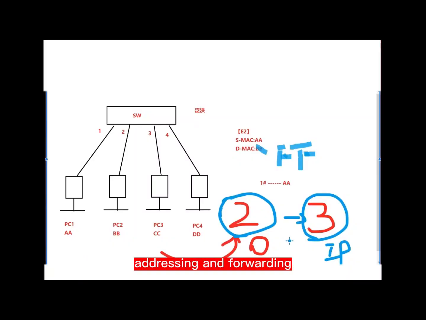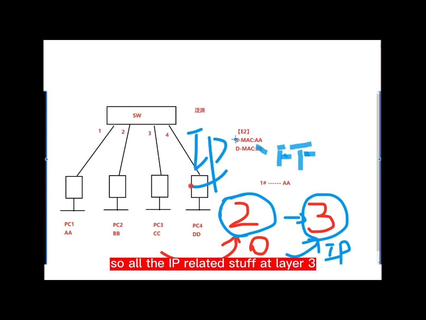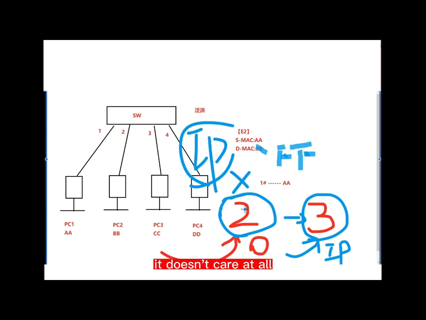Function addressing and forwarding. A router is a device that works at layer 3. Switches work at layer 2. So all the IP-related stuff is at layer 3, and the switch doesn't care about it at all.